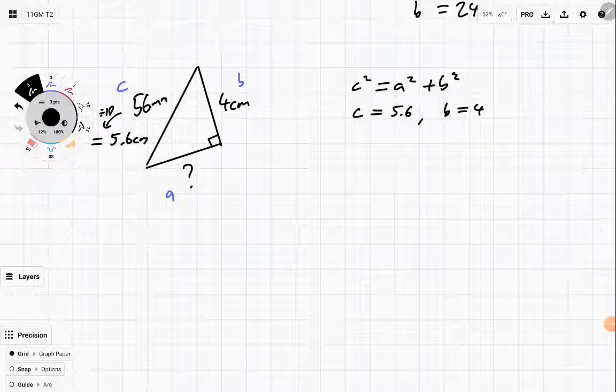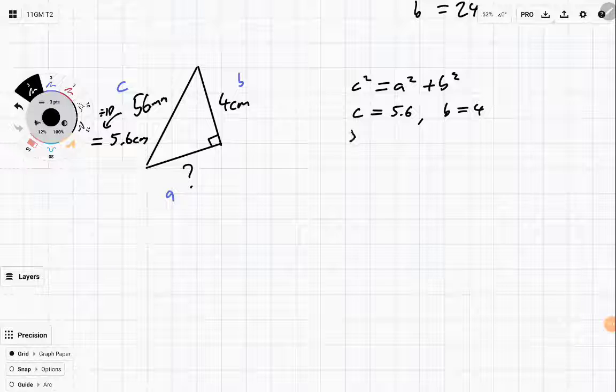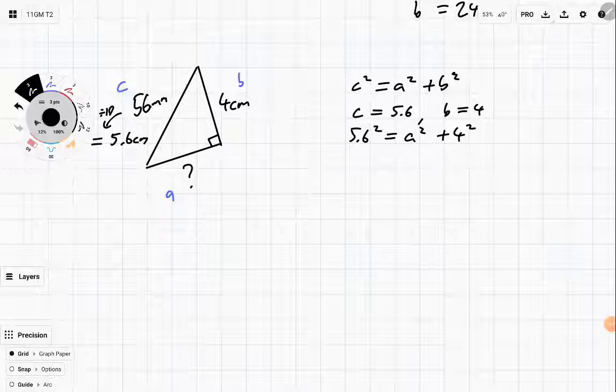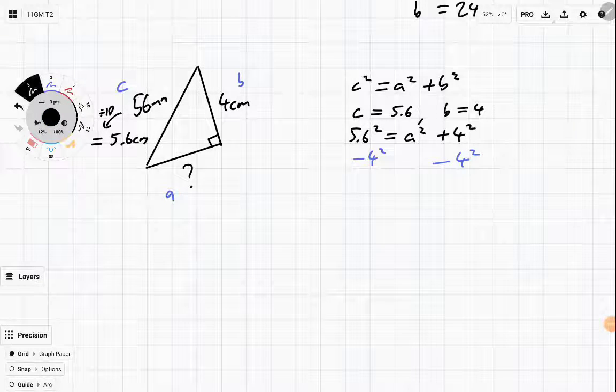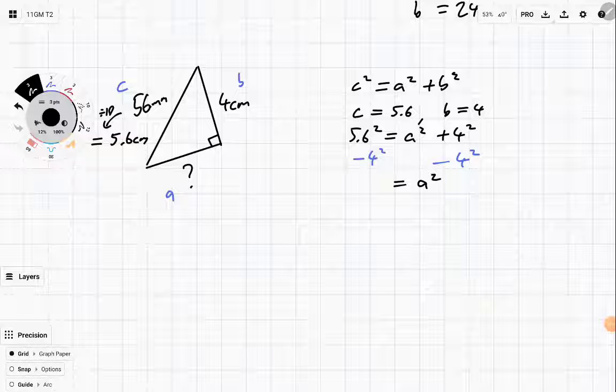So then we've got to find A. So let's do our substitution. We get 5.6 squared is equal to A squared, we don't know what A is yet, plus 4 squared. Now 5.6 squared is going to be a pretty ugly number, so I'm actually not going to work it out. Instead, I'm just going to subtract 4 squared from both sides to get rid of the 4 squared. So on the right-hand side, I'm just left with A squared. On the left-hand side, I'm left with 5.6 squared minus 4 squared.